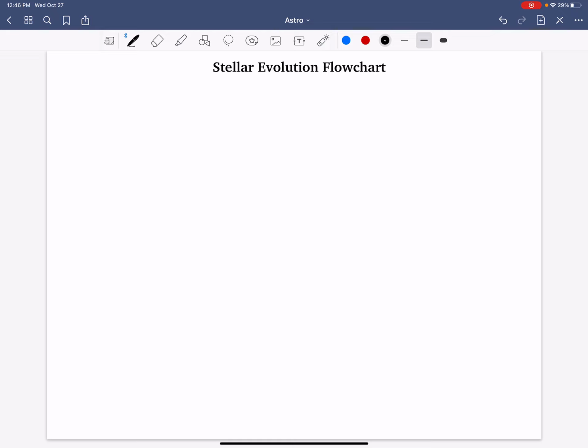All right, so first off, we know where stars come from, right? They come from giant interstellar clouds of gas and dust, which we know as a nebula. So let's put that right there. I'm going to put it off to the side, such that we can start with a protostar on top here.